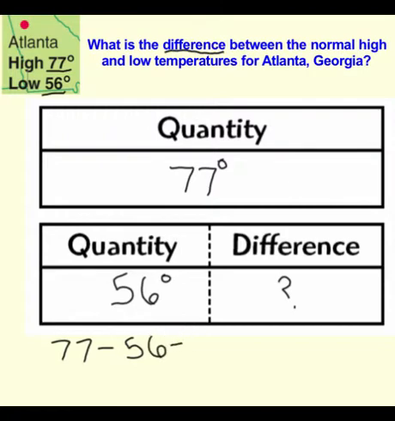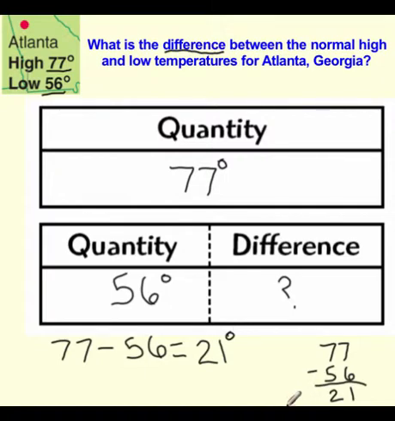Okay, this is what it would look like written in the number model form. That's not always the best way for trying to actually solve the problem. A lot of times it's easier to write it this way. 77 minus 56. 7 minus 6, starting on the right side, 7 minus 6 is 1, 7 minus 5 is 2. My difference is 21, and I'm going to label it degrees, 21 degrees.